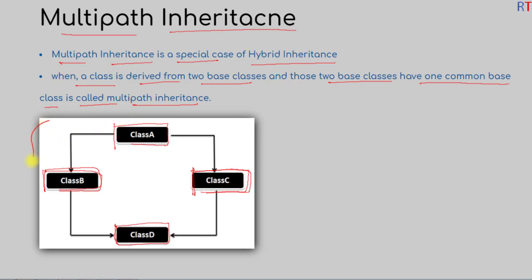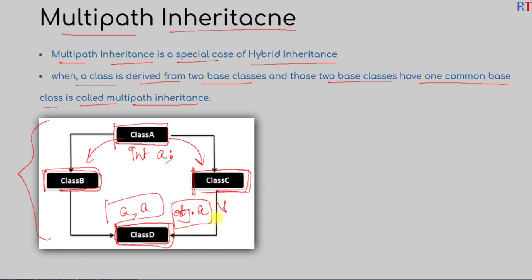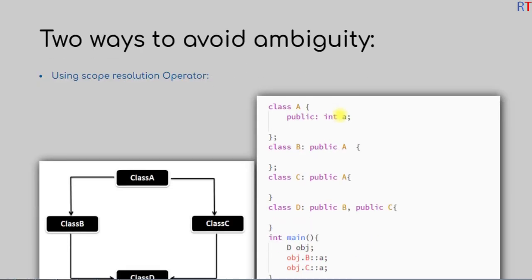Whenever we use multipath inheritance, some ambiguity occurs in the program. Suppose class A has one integer variable A. The integer member of A will be inherited by class B and also by class C. Then, because class D inherits both class B and class C, there will be two copies of the member of class A. So whenever we use the object of class D and try to access the member of class A, some ambiguity occurs, and there are two ways we can avoid the ambiguity.